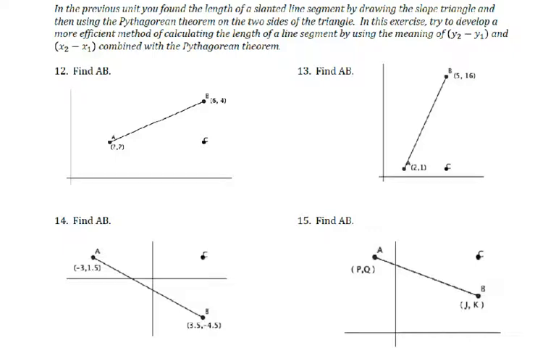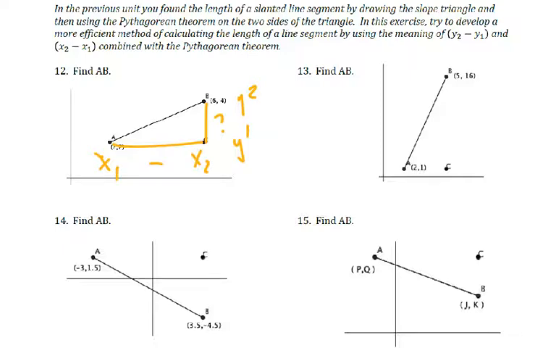So, looking at these, we found the length of a slanted line segment by drawing, okay, Pythagorean Theorem. This exercise tried to develop a more efficient method of calculating the length of a segment by using the meaning of y2 minus y1 and x2 minus x1 combined with the Pythagorean theorem. Okay, so the idea here is this side would be y2 minus y1. That would give us that length, right? This would be the same with x2 and x1, subtracting those ones.